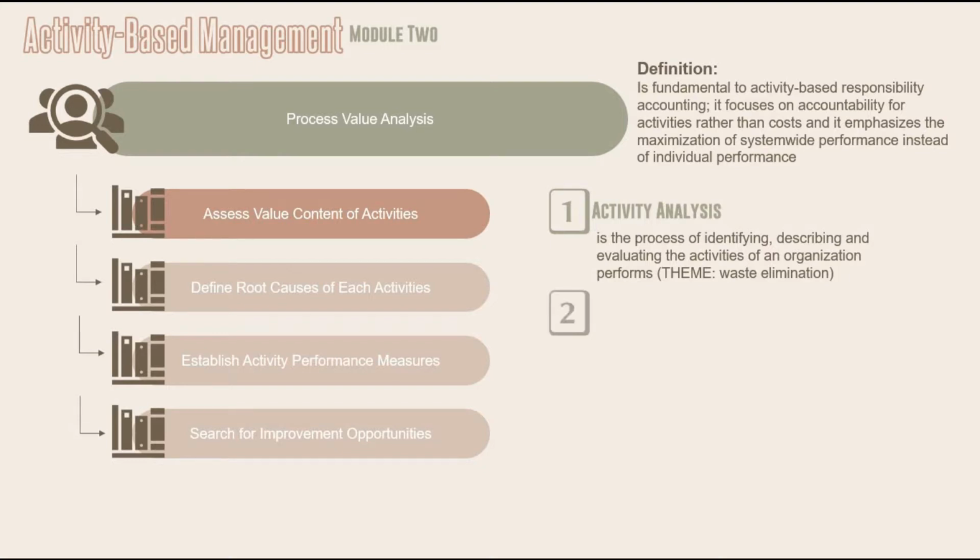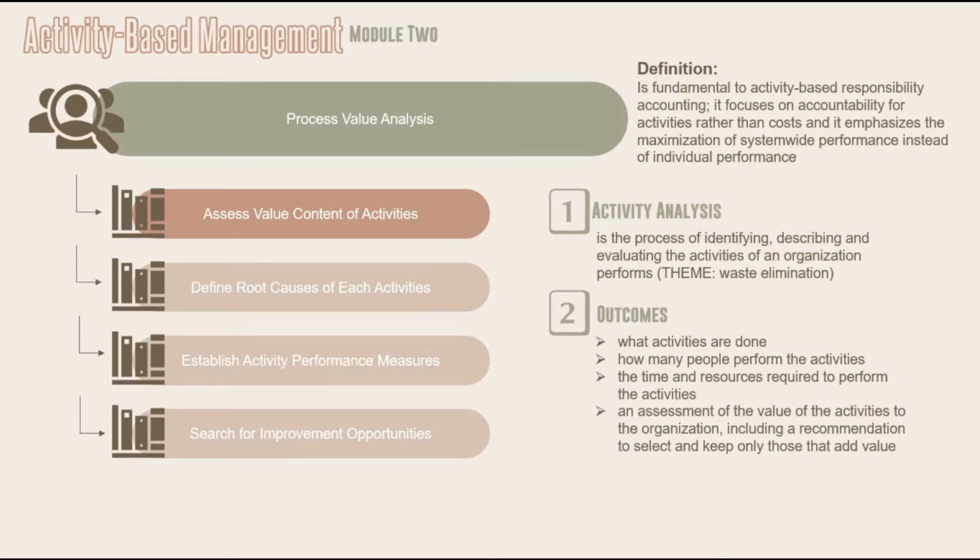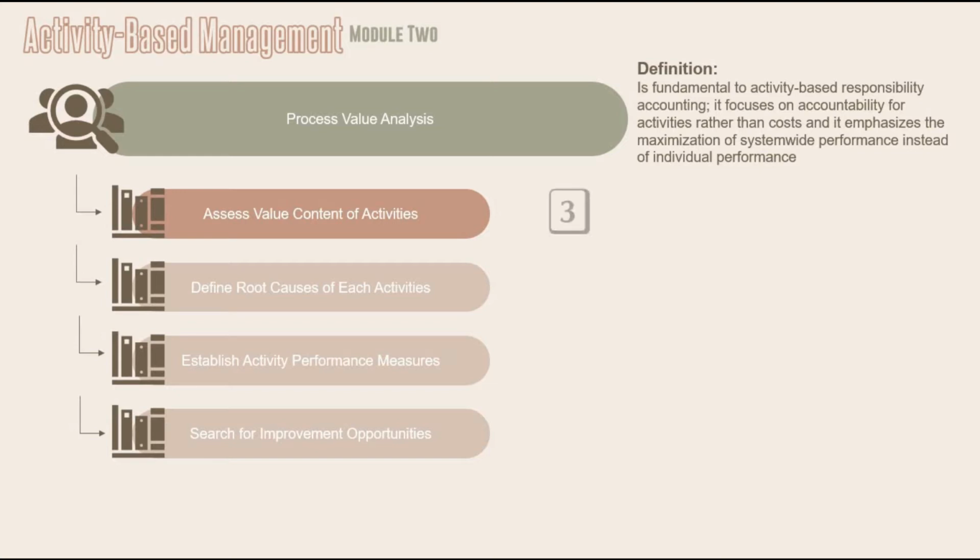The expected outcomes for this process are knowing the following. Number 1, what are the activities done? Number 2, how many people perform the activities? Number 3, the time and resources required to perform the activities. And lastly, the assessment of the value of the activities to the organization, including a recommendation to select and keep only those that add value. This process also includes classification of activities, which involves categorizing whether an activity is a value-added activity or non-value-added activity.